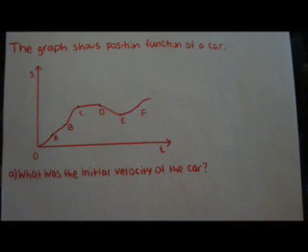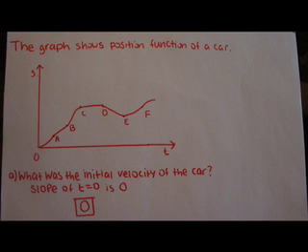The first question is, what was the initial velocity of the car? The initial velocity of the car was 0, because at 0 seconds the car had moved 0 feet, and the derivative at 0 was 0.